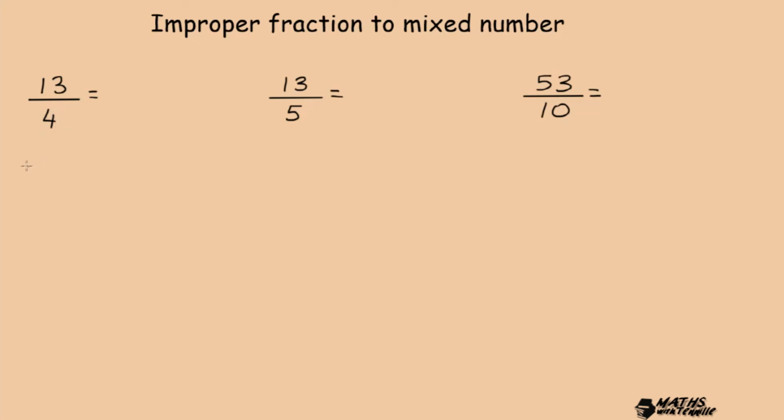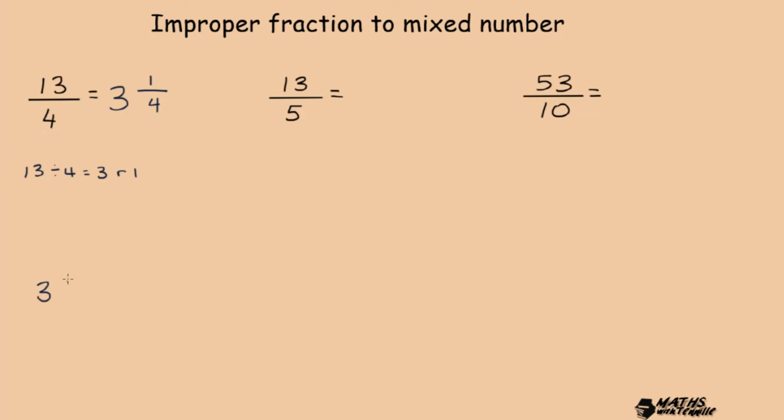So I'm going to first see how many 4s I can get in 13. So 13 divided by 4, I have 3 with a remainder of 1. So I can have 3 whole pizzas, that will make 12 slices, and then 1 extra slice to make the 3 and 1/4, and my denominator is the same.